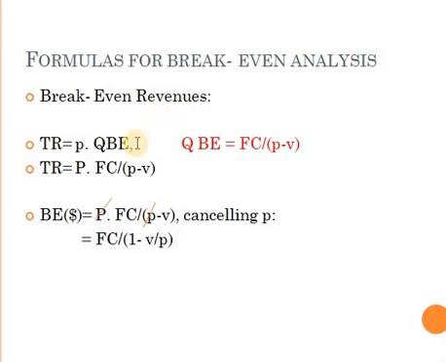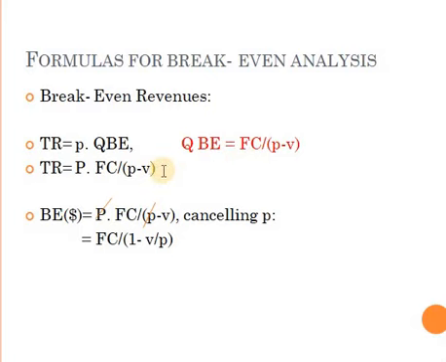Putting into the equation of break-even that we have concluded from the last part, which is FC over P minus V, then the total revenue will be P times FC over P minus V. So this is my break-even in dollars.